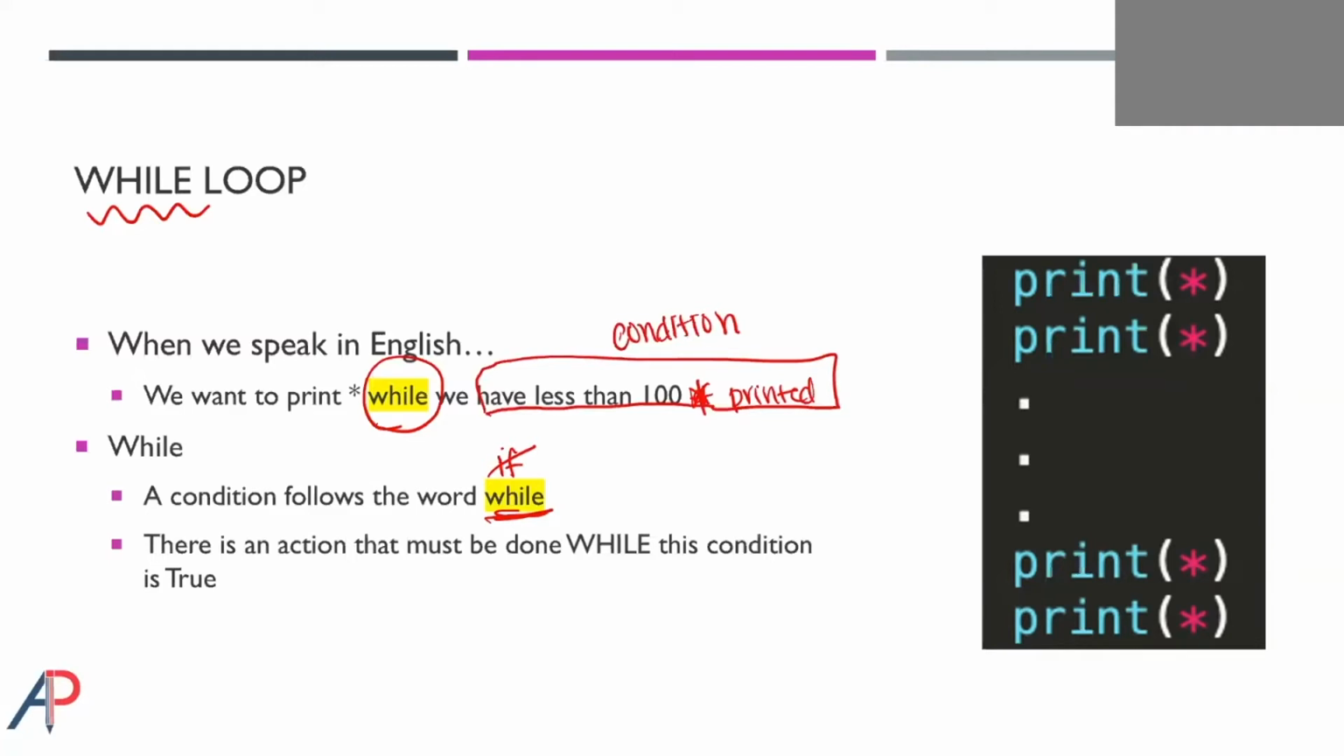But with a while loop, you don't only want a condition. On top of the condition, you also want an action, something being done every single time this condition is true. So while you have less than 100 asterisks printed, we want to print the asterisk. This would be our action as opposed to the condition.